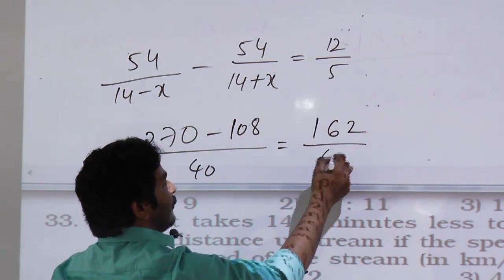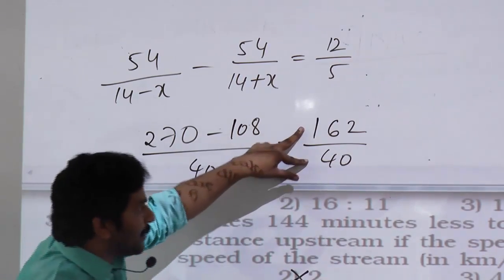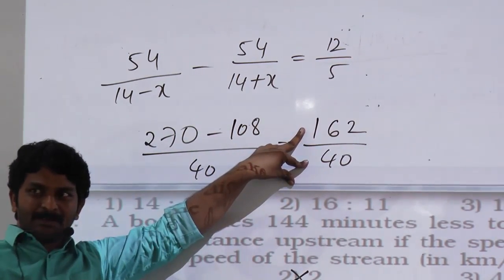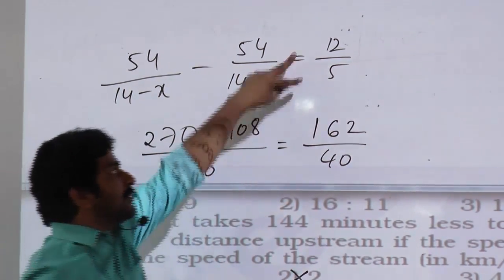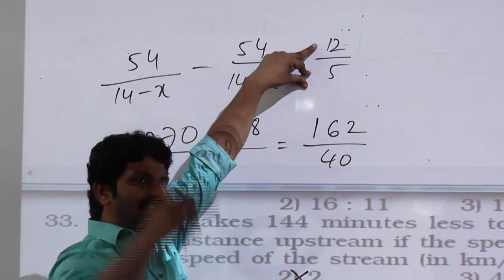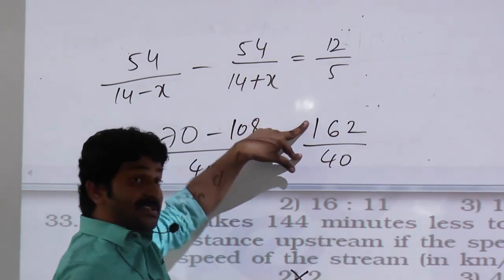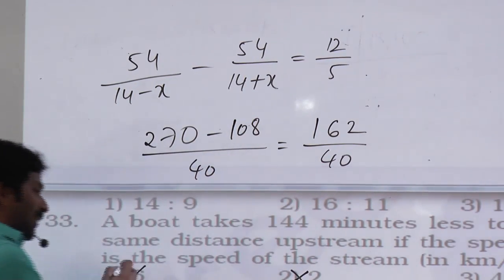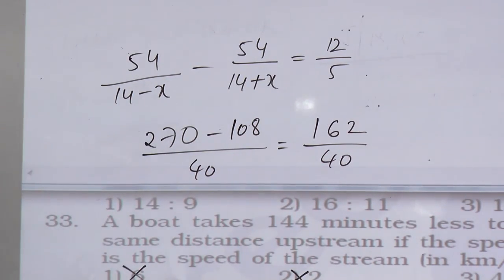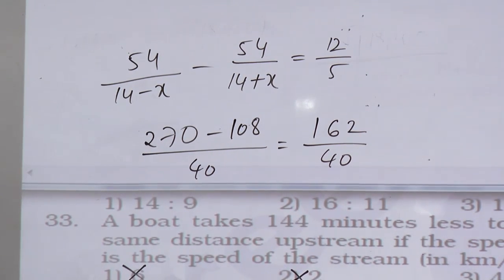162 by 40. This is near about how many times? 4 times, right? But this is how many times? 2 times and above, since it was 2 hours and then 24 minutes. But this is near about 4 times. 6 cannot be your answer. Final answer, 4. Out of 5, 4 are not the right answers.